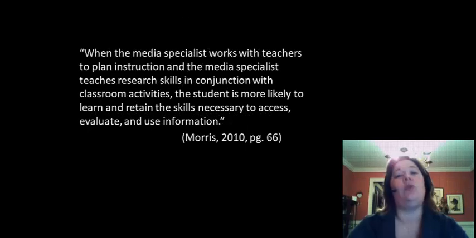And they found that when the library media specialist works with the teachers to teach research skills in conjunction with classroom activities, students are much more likely to retain the skills that they need to access, evaluate, and use information. They're much more likely to keep those information literacy skills and use them on a regular basis, which is exactly what we want. Critical thinkers.